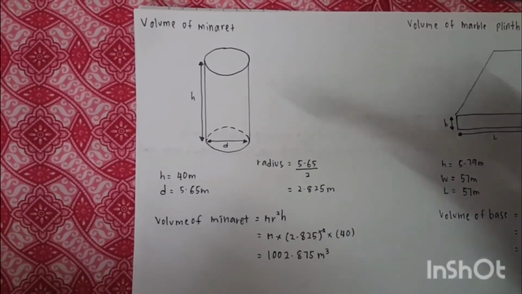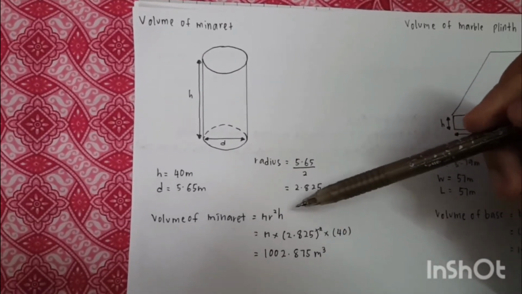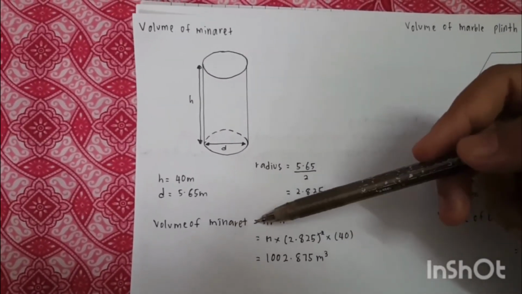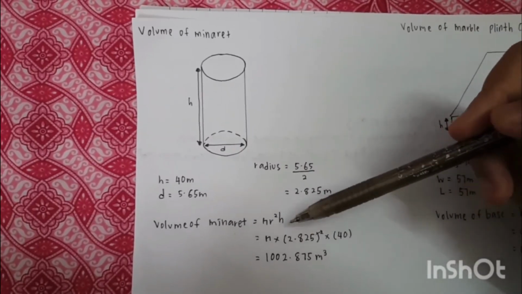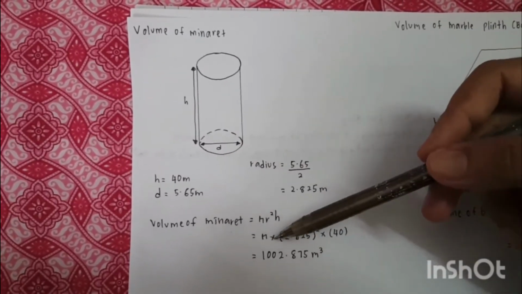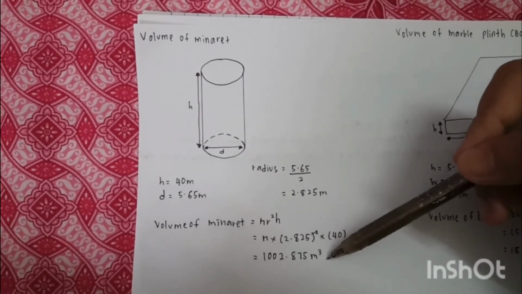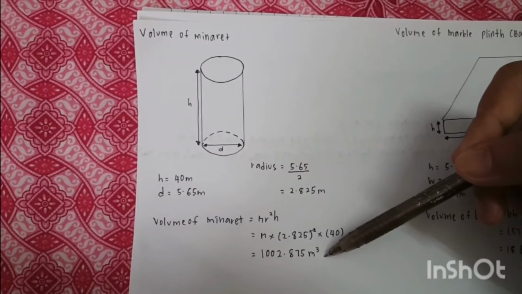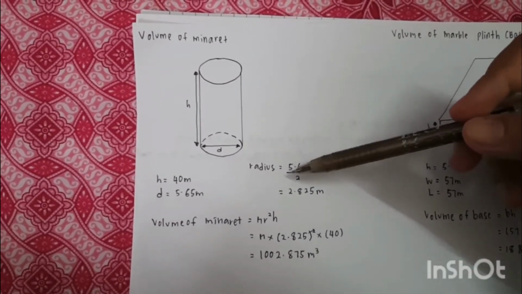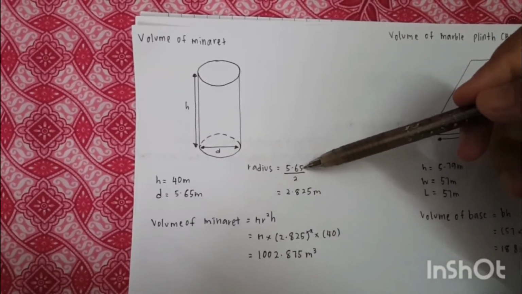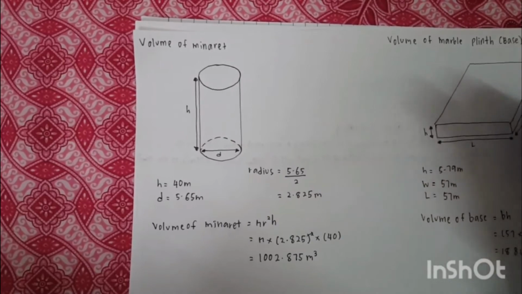Alright, then we go to find the volume of the minaret. The minaret is a cylinder, so we use the formula of a cylinder, pi r squared multiplied by height. So we insert the value pi multiplied by 2.825 squared multiplied by 40. Then we got the answer 1002.875 meter cubed. The radius, we just use 5.65 divided by 2, and we got 2.825 meter.